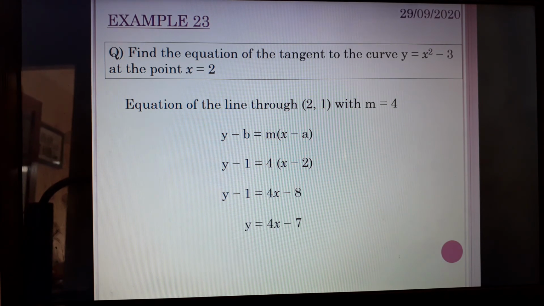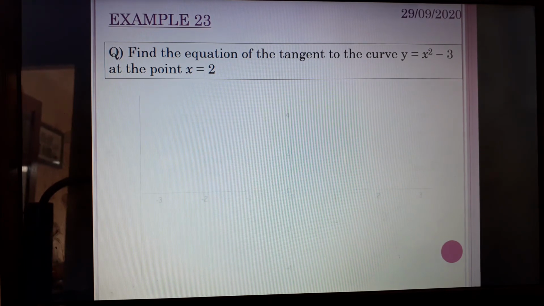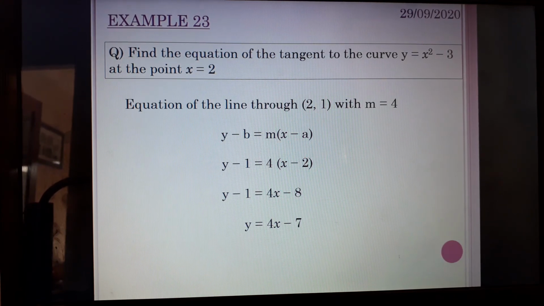Just tidy it up. Bring your constants onto either the left or the right. So we brought our negative 1 over to the right to make it negative 8 plus 1, which is where the negative 7 comes in. And that's our equation of our line. Okay. So that's the equation of the line finished. But just to show you what I mean by that, this next part is not part of your answer. It's just to demonstrate what this means.